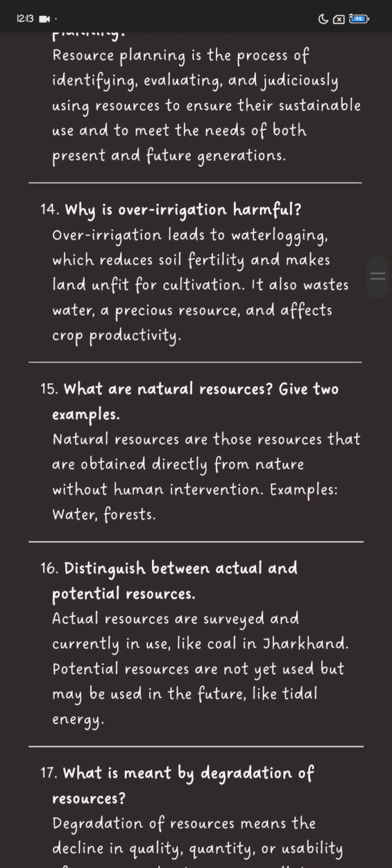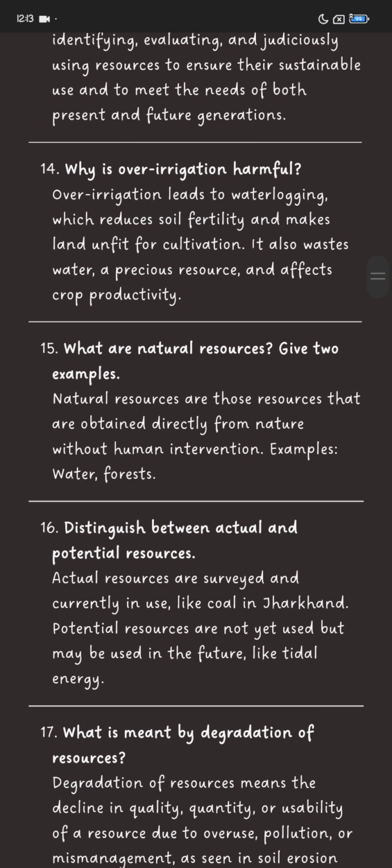Why is over irrigation harmful? Over irrigation leads to waterlogging, which reduces soil fertility and makes land unfit for cultivation. It also wastes water, a precious resource, and affects crop productivity.